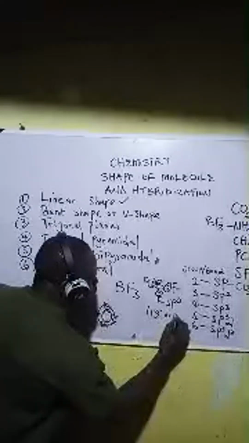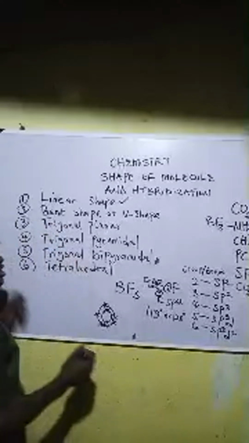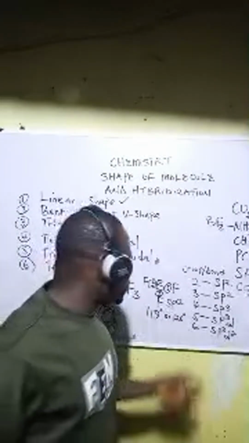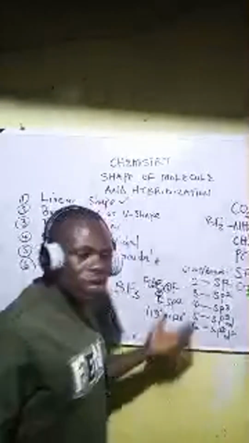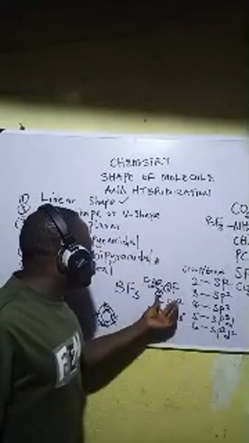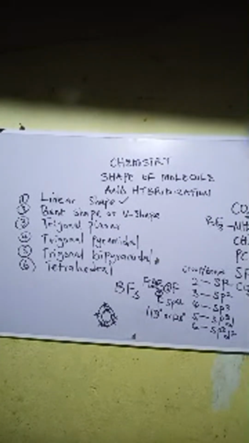Are you following? And the bond angle of this one will be what? The bond angle will be 119 or 120 degrees. That is the bond angle. There are some books where you see 120 and some where you see 119, so you are still correct. So a typical example of trigonal planar is found in boron trifluoride. Are you following?